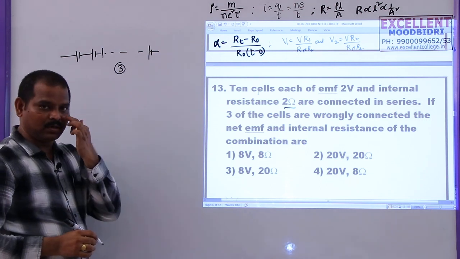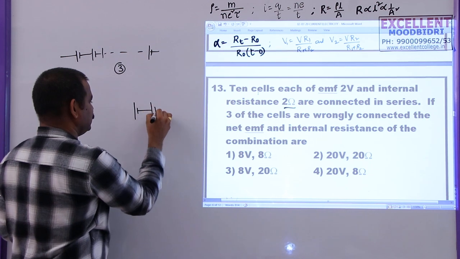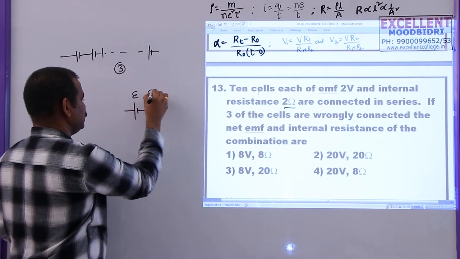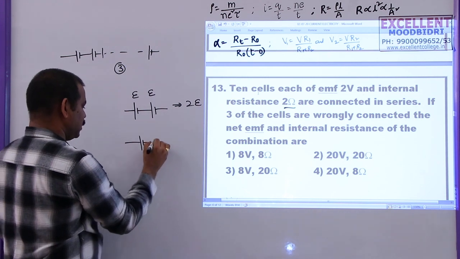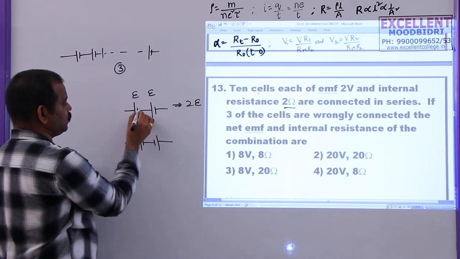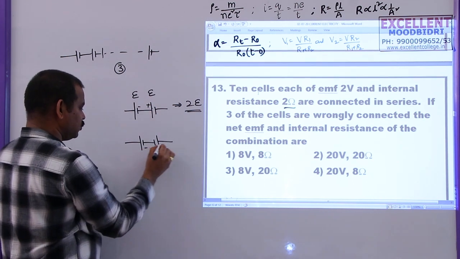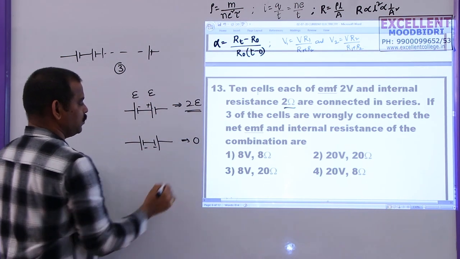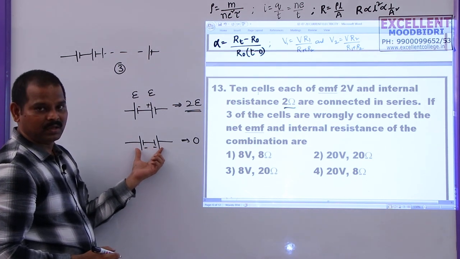If one is connected wrong, 2 cells will be cancelled with each other. Why? Because if it is connected like this, this is E, this is E, net EMF will be 2E. If it is connected like this, that means negative to positive, then it will be E plus E, 2E, but here negative to negative, so this will be 0. That means if one of them is connected wrongly, two cells will be cancelled with each other.